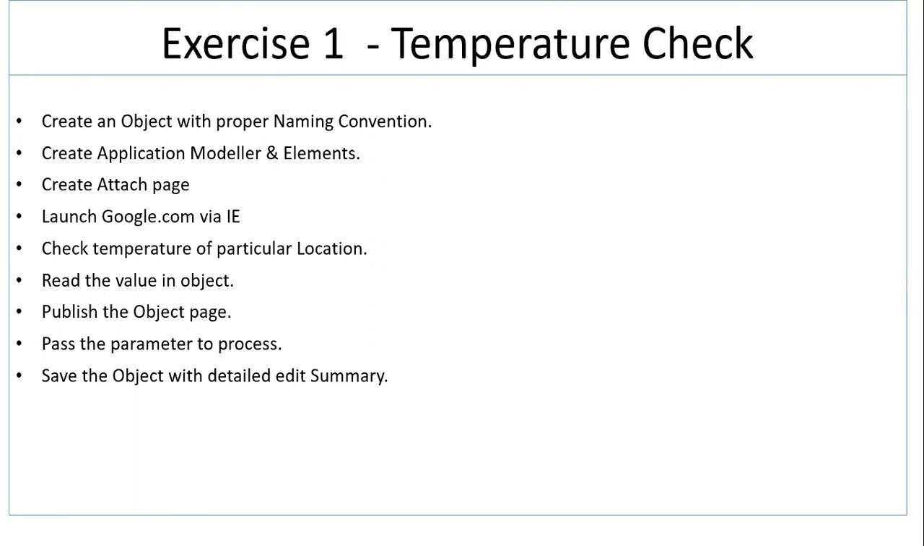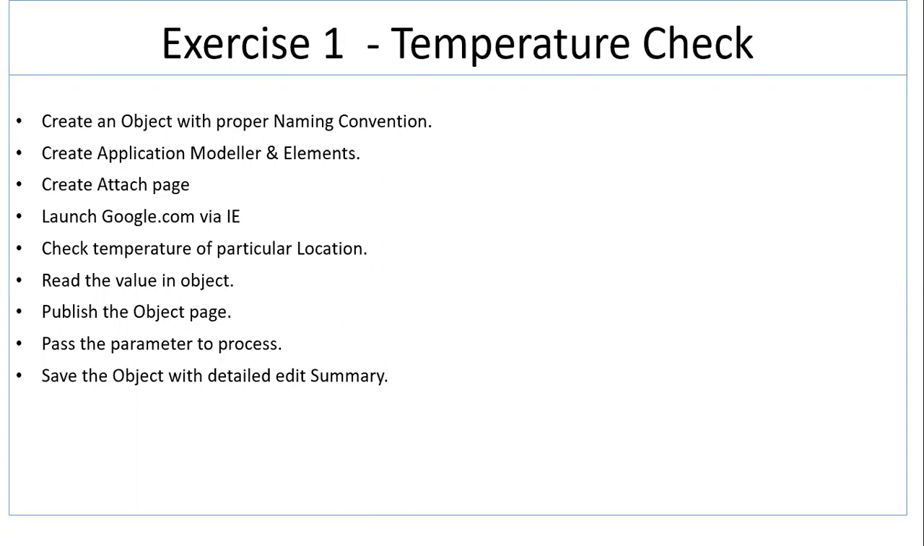You will be able to launch any application. In this case, you are going to launch Internet Explorer, and you will be able to write the value, which means you are going to write the location in the Google search page, and then you are going to read the temperature. So both a read and write action is going to get covered.